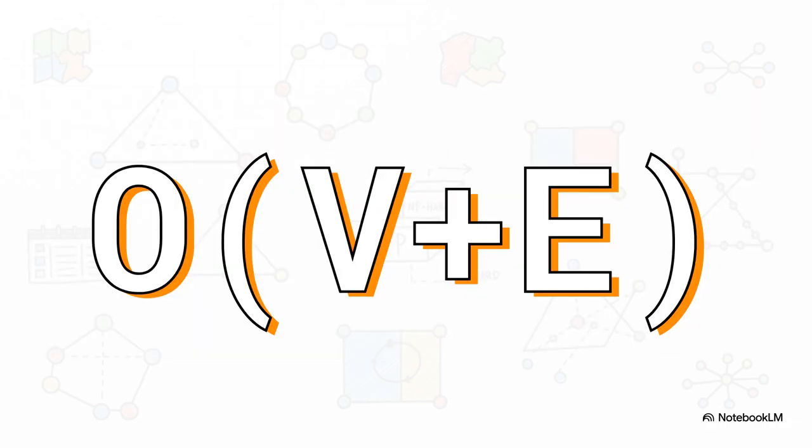And the best part? Get this. This whole process is ridiculously fast. The fancy computer science term is O(V + E), which basically just means the time it takes is directly proportional to how many vertices and edges you have. In plain English, it's lightning quick. You can check even a massive graph for this property in no time at all.